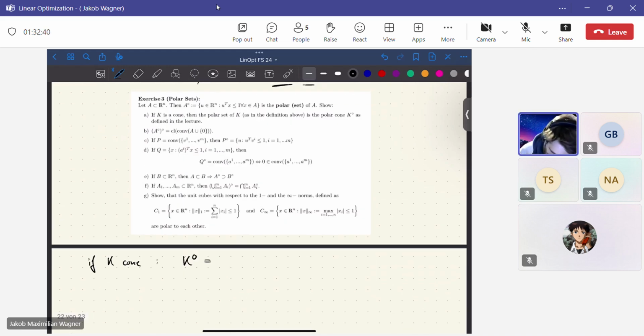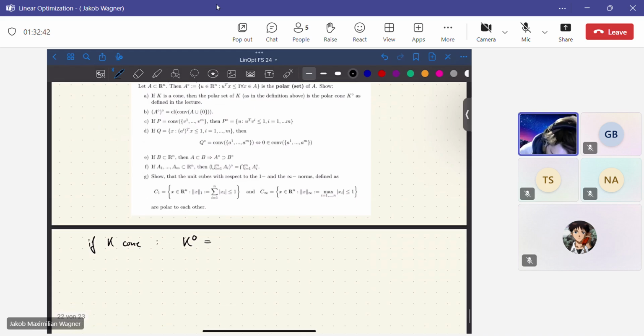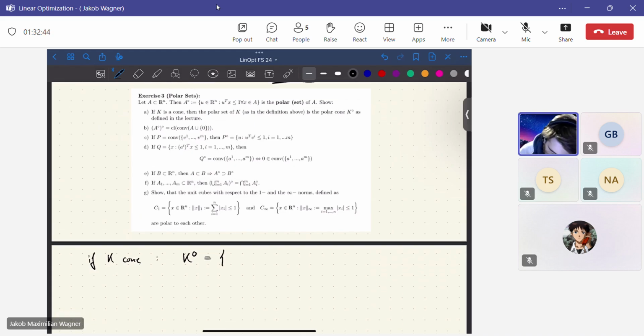So in the lecture, we saw that we can introduce the polar cone by saying that these are all U in Rn that satisfy U transpose X is less or equal than 0 for all X in our cone K.